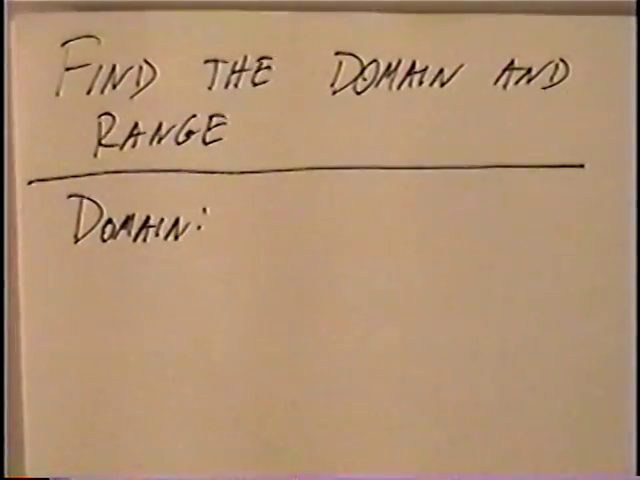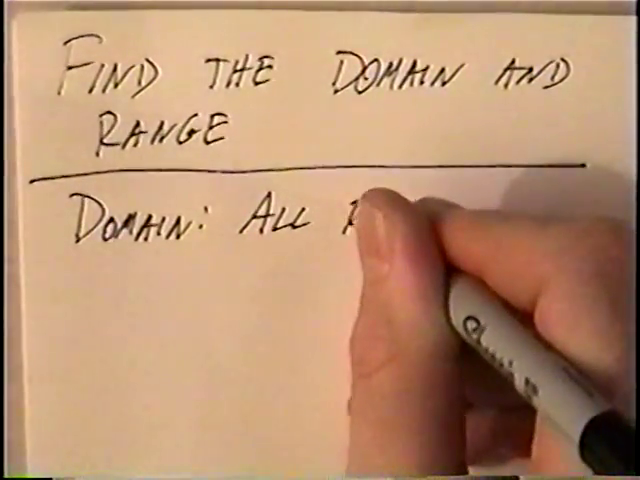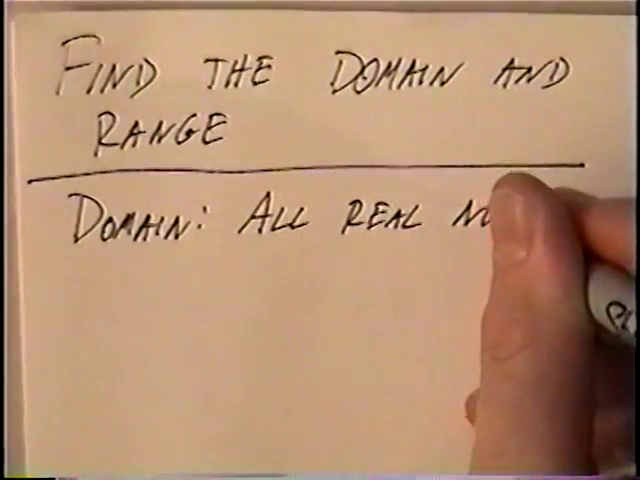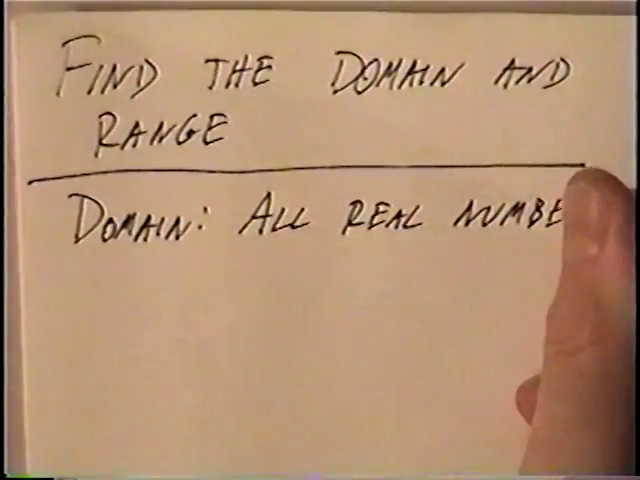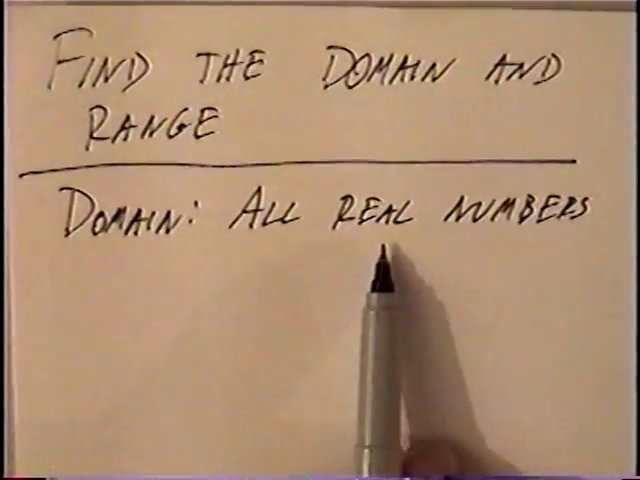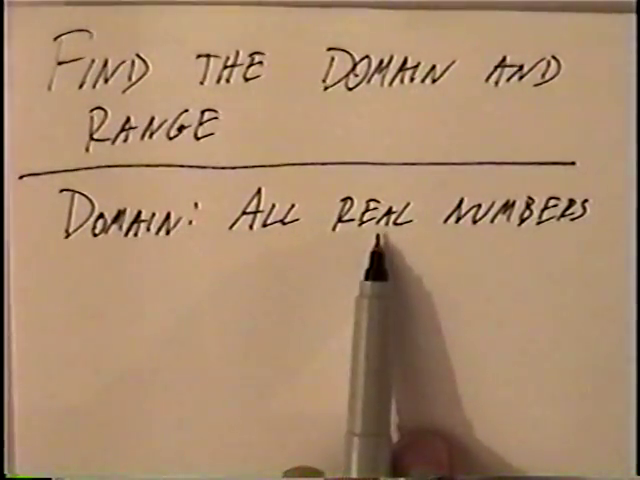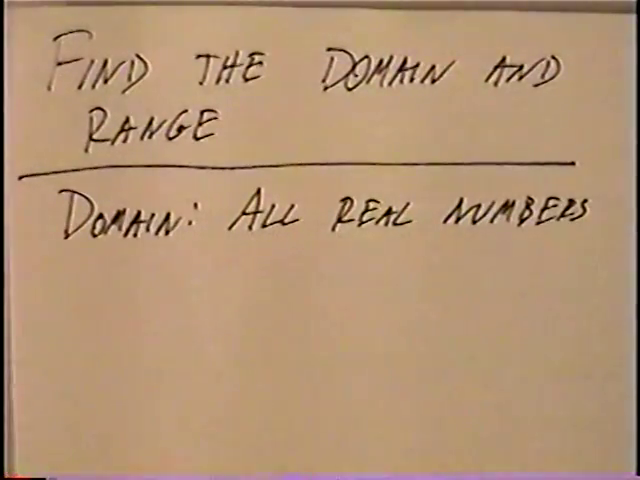For all quadratic equations, domain will be all real numbers. Since all quadratic equations will have a parabola that opens up or down, the x values, which are the domain, you can use any real number to plug into a quadratic equation.